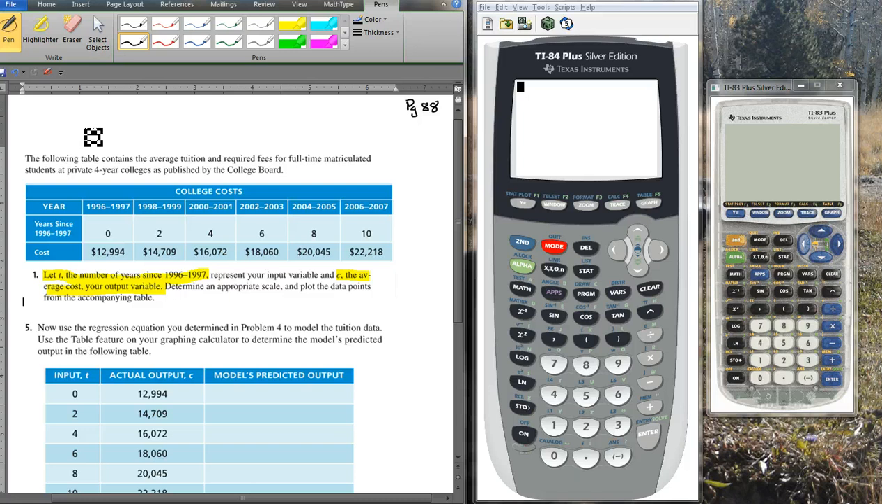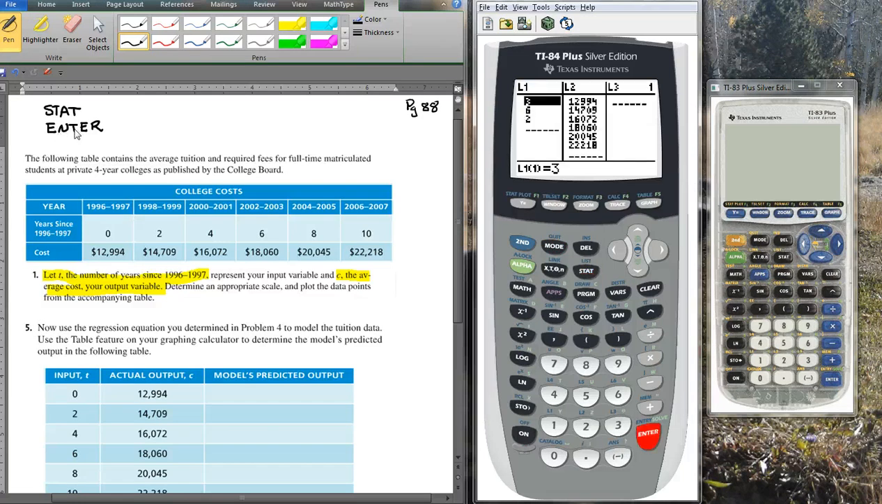So we want our calculator to calculate this regression, this line of best fit. So we're going to go to Stat and enter on our calculator to enter the information that we need. And if you notice here, I have different input values. I have the correct output values, but different input values. And many times we're going to have things there, so we need to know how to clear out that data.